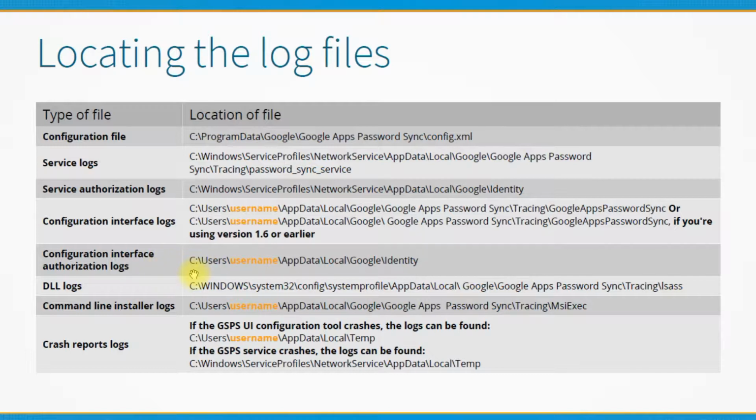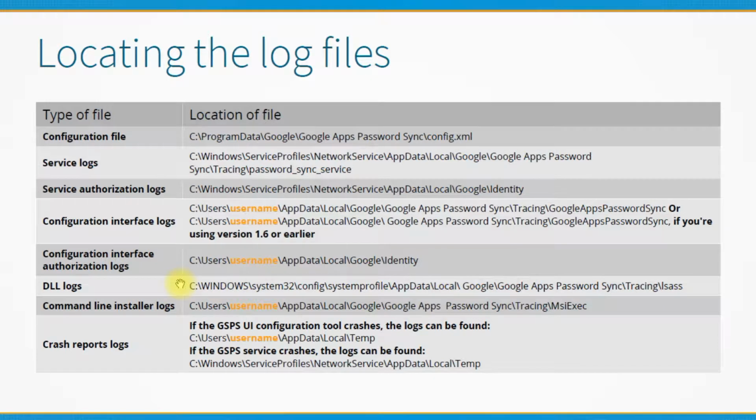And this is just the way that I understood it: the configuration interface authorization logs happen at the time you are configuring the GSPS tool. So if you get an error in the authorization while you are configuring GSPS in the configuration interface, these logs will be located in C users, then the username, then AppData Local Google Identity.